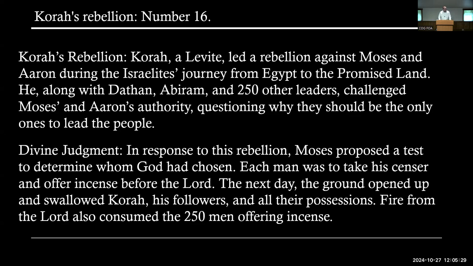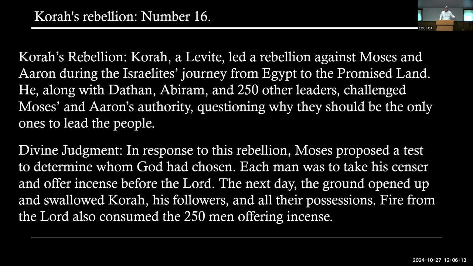Korah's rebellion, where Korah had decided that Moses was arrogant and egotistical by claiming that he was the only one that God had spoken to and that God had given the authority to lead the people. And because of this, God separates Korah and the tents of those that followed Korah away from the people of Israel. And Moses proposed a test to determine whom God chooses between Korah and himself. Each man was to take a censer and offer incense before the Lord. And the next day, the ground opened up and swallowed Korah and his followers and all of their possessions.